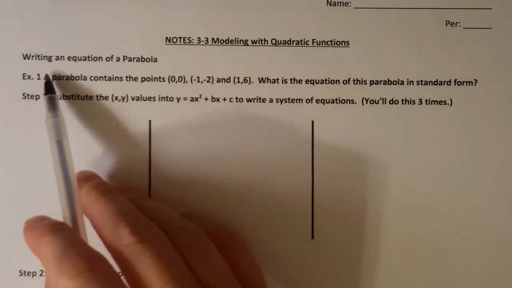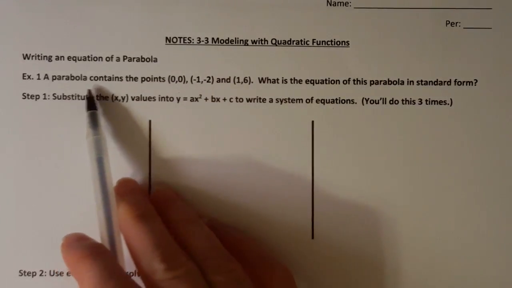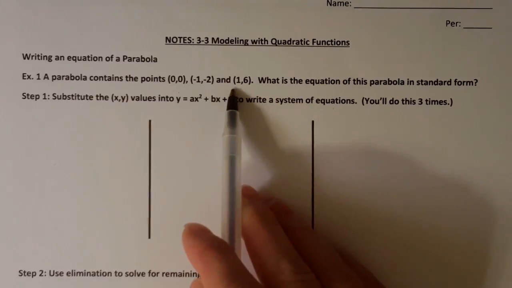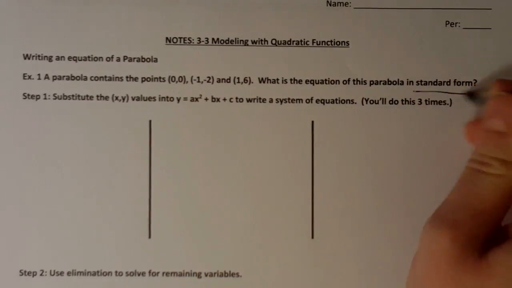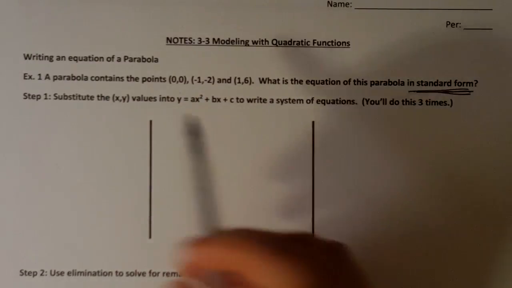So, we're going to learn how to write an equation of the parabola given some points. A parabola contains the points (0, 0), (-1, -2), and (1, 6). What is the equation of the parabola in standard form? Remember, that's highest exponent descending down to lowest exponent.